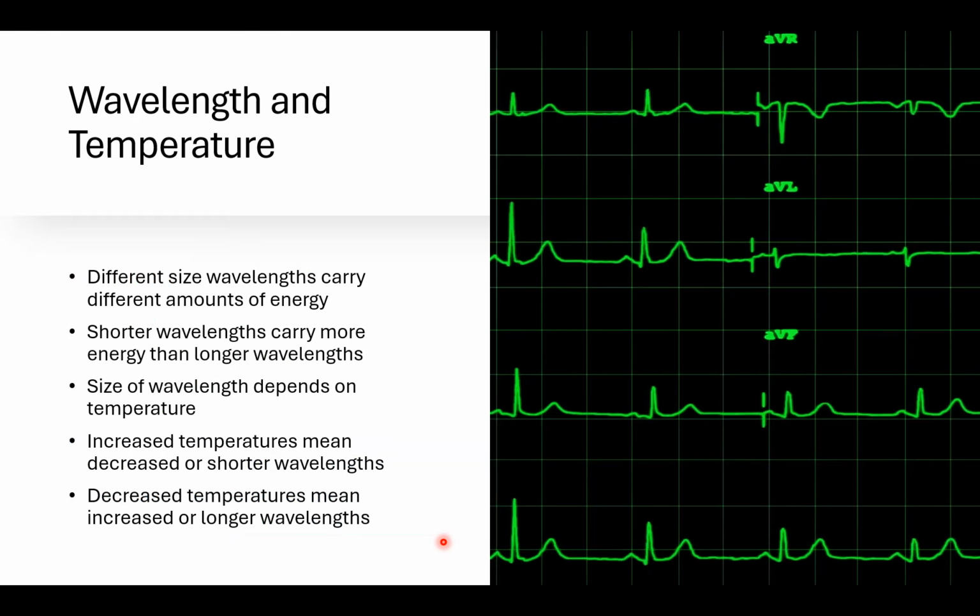Wavelength and temperature now. We know what a wavelength is in relation to EM waves. Let's talk about how the different wavelengths impact temperature. These different size wavelengths can carry different amounts of energy. Shorter wavelengths are generally going to carry more energy than longer wavelengths. The size of that wavelength depends on the temperature of the object. Increased temperatures generally are going to mean that we're going to have decreased or shorter wavelengths. When the temperatures are hot, we have shorter wavelengths. When the temperatures of an object are cooler, we have increased or longer wavelengths.